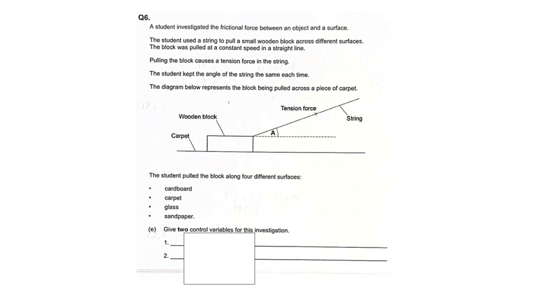Give 2 control variables for this investigation. Remember, control variables are things you keep the same to make it a fair test. So here, they're just trying to see what are they changing? The type of surface and the value of the tension. So what I need to keep the same is the wooden block. You need exactly the same wooden block. You're only changing the surface itself. Then you want the block to move at the same speed, and you want the angle to be the same, because this could affect how much you would have to pull on the string for the wooden block to move. So same block, same speed, same angle.